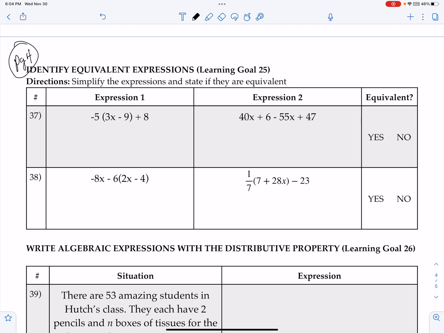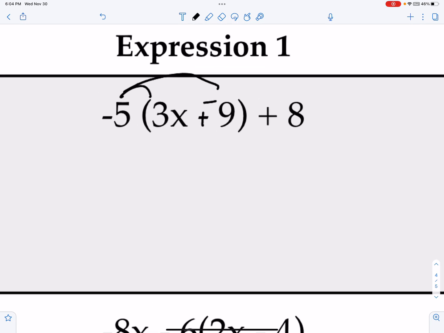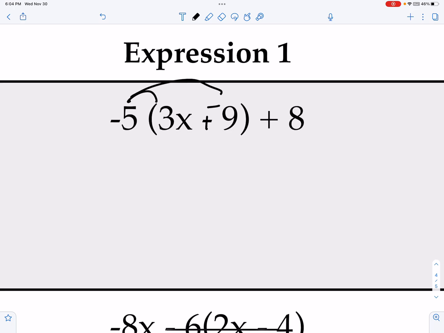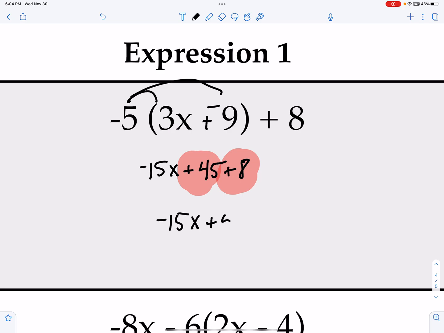Your first one right away, I can see I have distributive. I'm going to KFC this. And so we have negative 15x plus negative times a negative is a positive 45 plus the 8. We're going to combine like terms here. And I have a negative 15x. 45 plus 8 is plus 53 as that one.